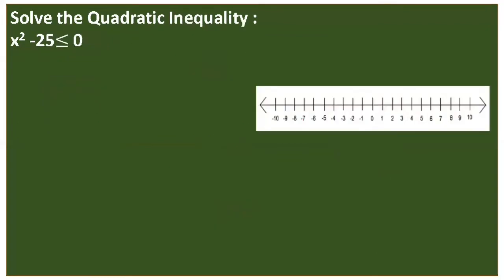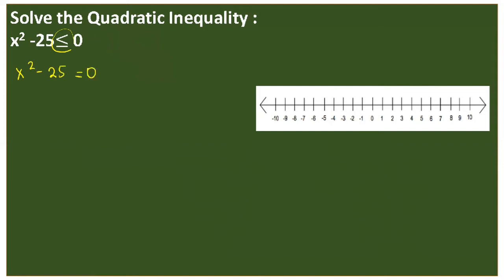So, this is the equation of quadratic inequality. We have x squared minus 25 is less than or equal to 0. To solve this inequality, let's try to find the roots first of this equation. But before finding the roots, let's change the sign into equal. So, therefore, x squared minus 25 is equal to 0.